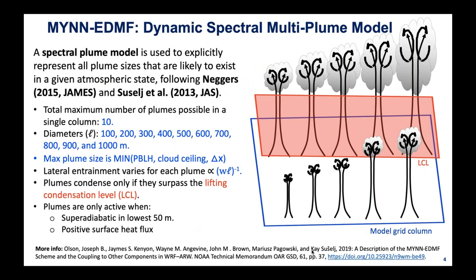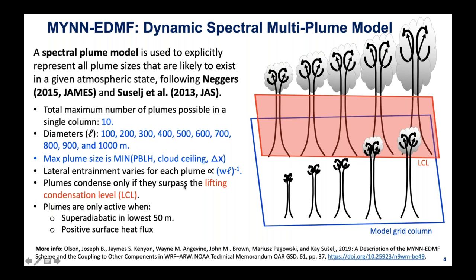So some key components here, the mass flux scheme is a spectral plume model, which means it's trying to represent plumes of various sizes from 100 meters in width up to 1,000 meters in width. So it has all these 10 plumes, but not all of them are active at a given time. It's a function of the boundary layer height, cloud ceiling, and the grid spacing. What distinguishes these plumes from each other is the lateral entrainment rates, which is inversely proportional to the vertical velocity and the width of the plumes. So you have much larger entrainment rates for these smaller plumes. So they tend to not penetrate as high, only doing dry non-local mixing, while the larger plumes can penetrate the lifting condensation level depicted by that pink plane and produce all the clouds. Of course, that depends on the background RH and whatnot too.